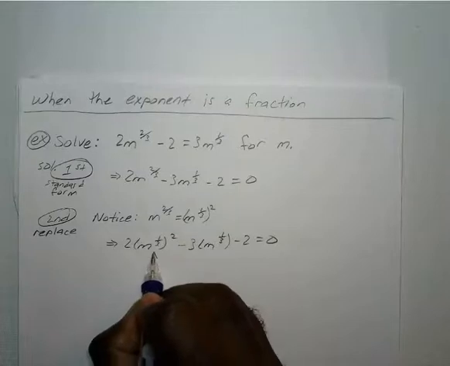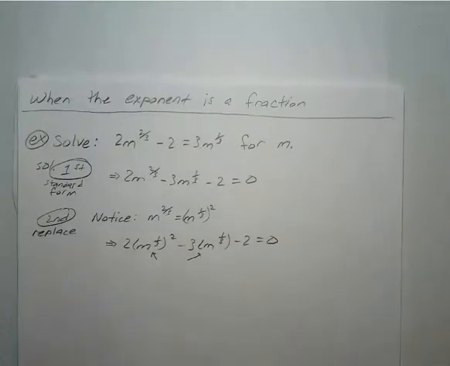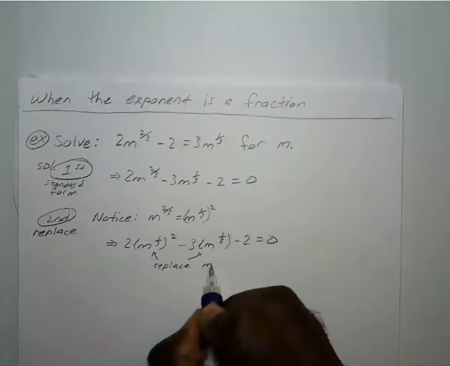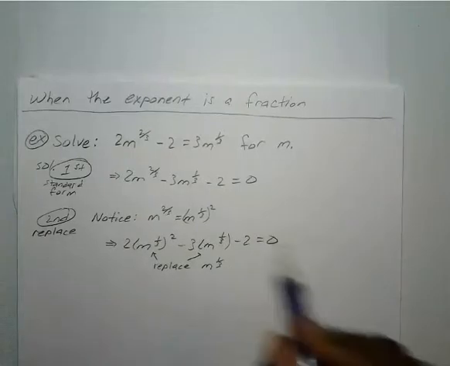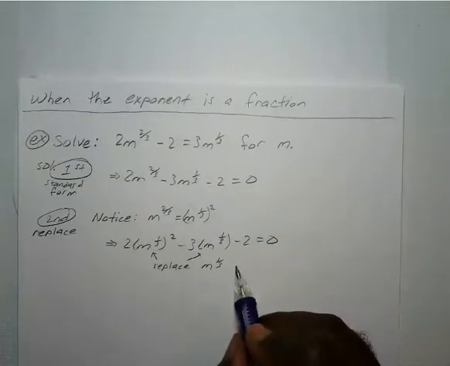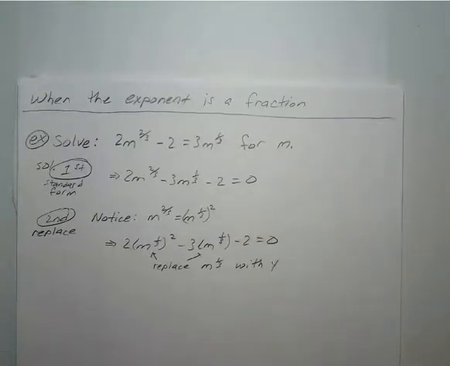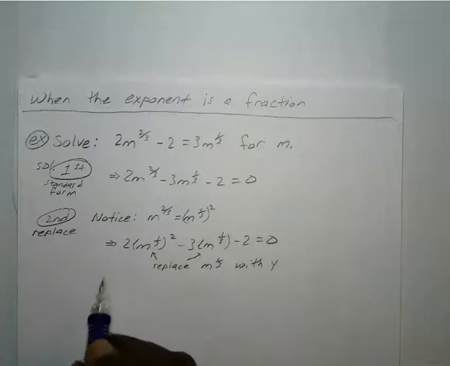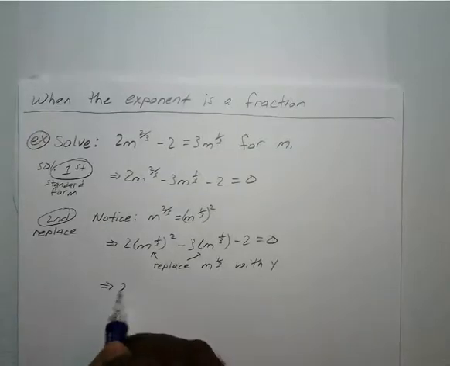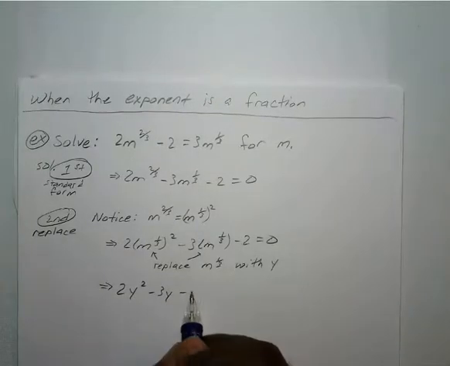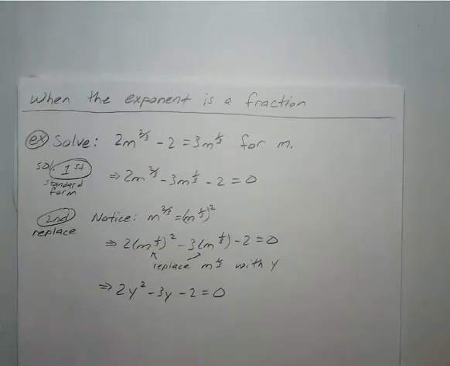From here, we're going to replace m to the 1/3. Again, you can use x, you can use y, you can use whatever variable you want. I just use y as my go-to, one less thing to have to think about. That gives us 2y squared minus 3y minus 2 equals 0.